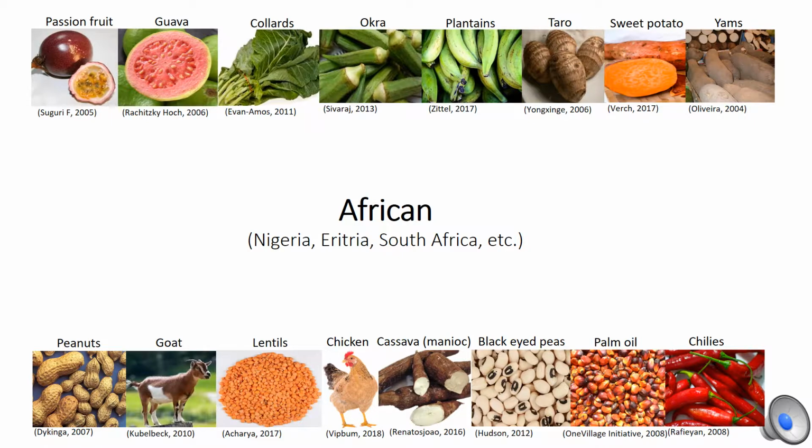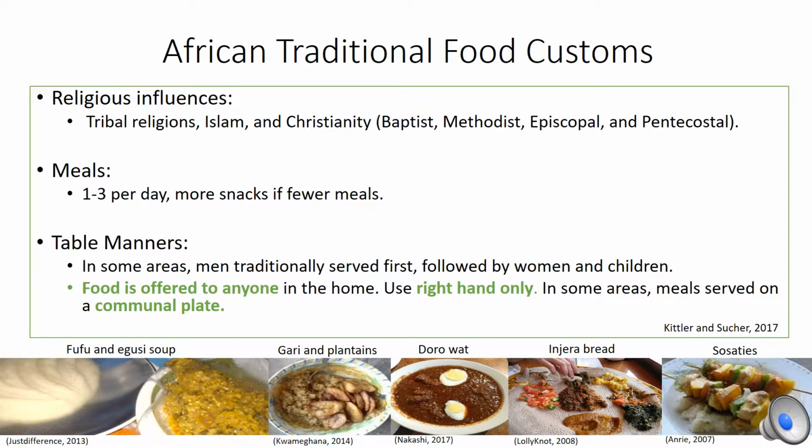Next, we have some common foods found in Africa. African traditional food customs have religious influences of tribal religions, Islam, and Christianity, including Baptist, Methodist, Episcopal, and Pentecostal. Meals are served 1 to 3 per day, with more snacks if fewer meals. Table manners in some areas include that men were traditionally served first, followed by women and children. Food is offered to anyone in the home. Use the right hand only. In some areas, meals are served on a communal plate.